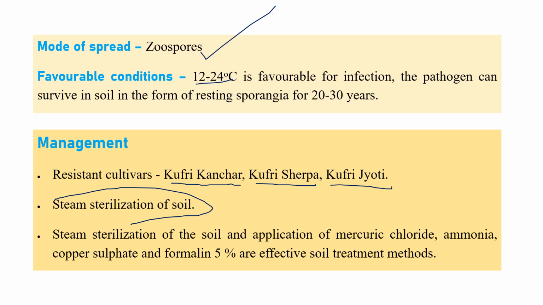How can we steam sterilize, right? And along with that, soil application of mercuric chloride is a banned fungicide. We do not recommend it. Ammonium copper sulfate and maybe formalin can be recommended, as they are effective in soil treatment.